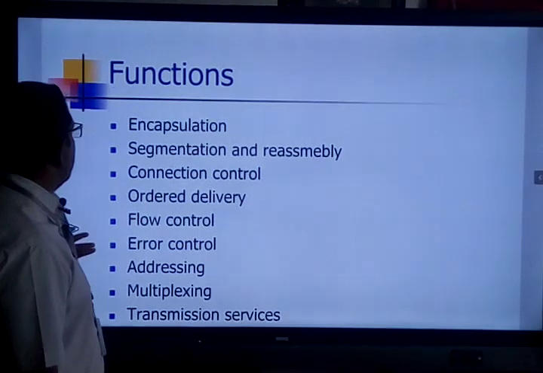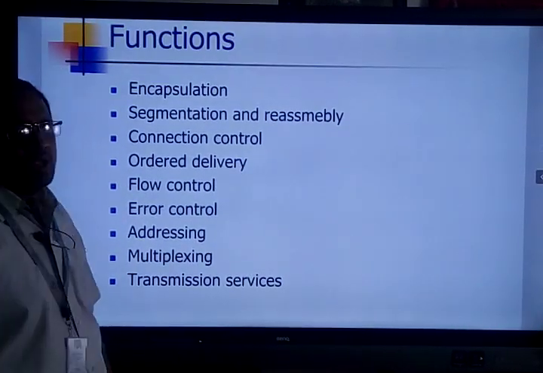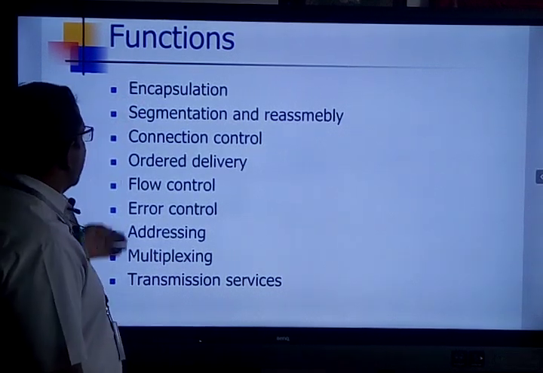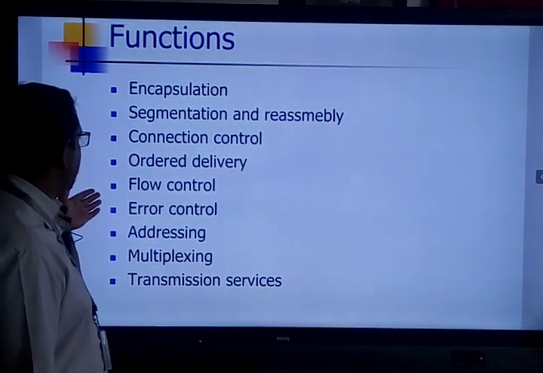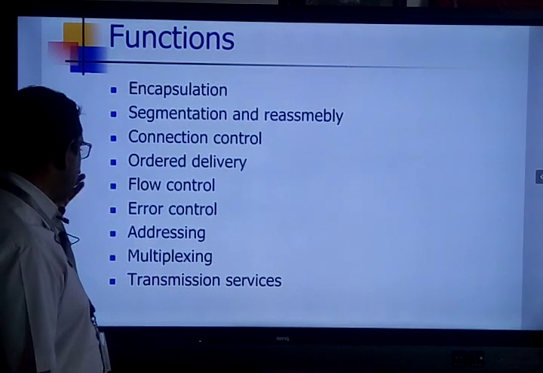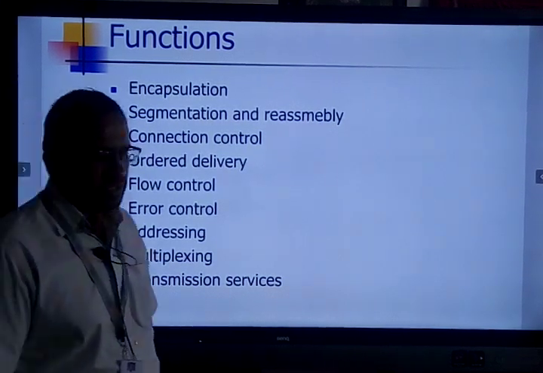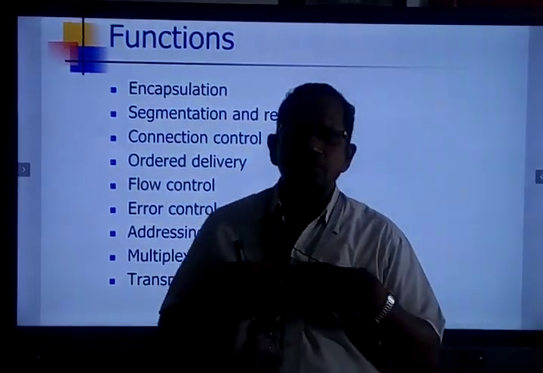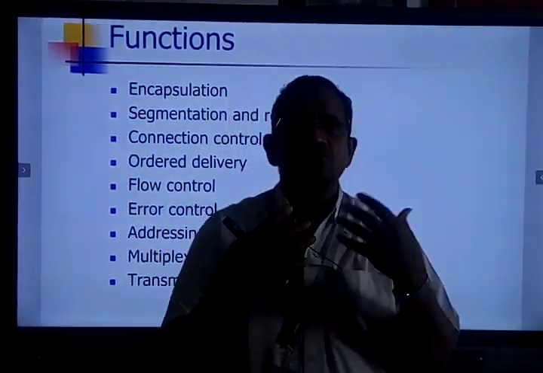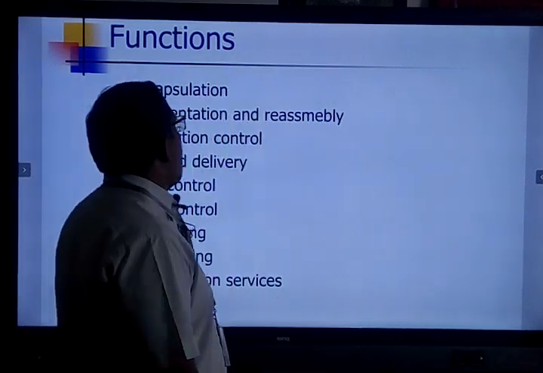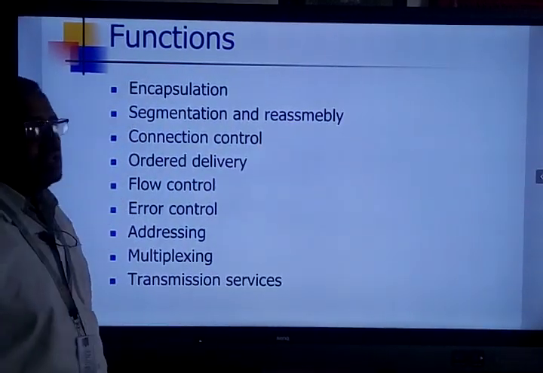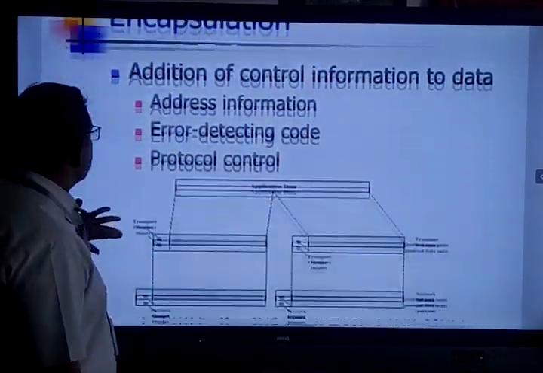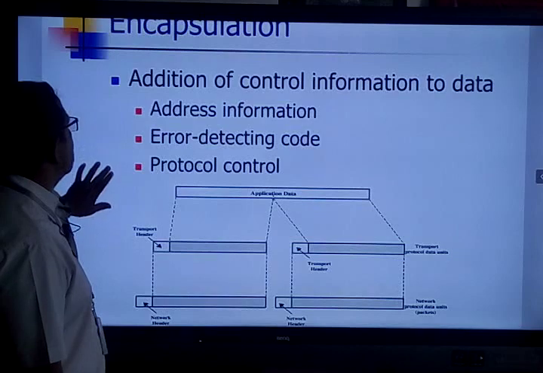So once again, various functions of a protocol. What does a protocol have to do? A protocol has to perform encapsulation, segmentation, connection control, ordered delivery, flow control, error control, addressing, multiplexing, and transmission services. Because all the layers are going to have protocols, every layer speaks about itself by using a protocol. Therefore, almost all the layers' functionalities will be provided in the protocols. Okay, so this is what we have basically.